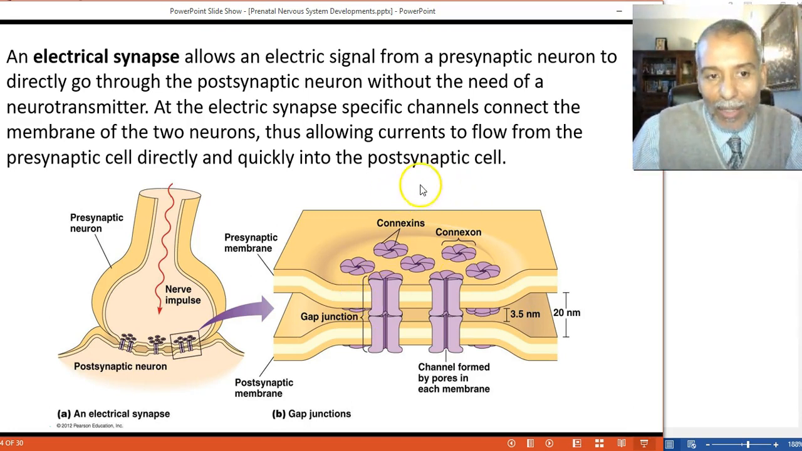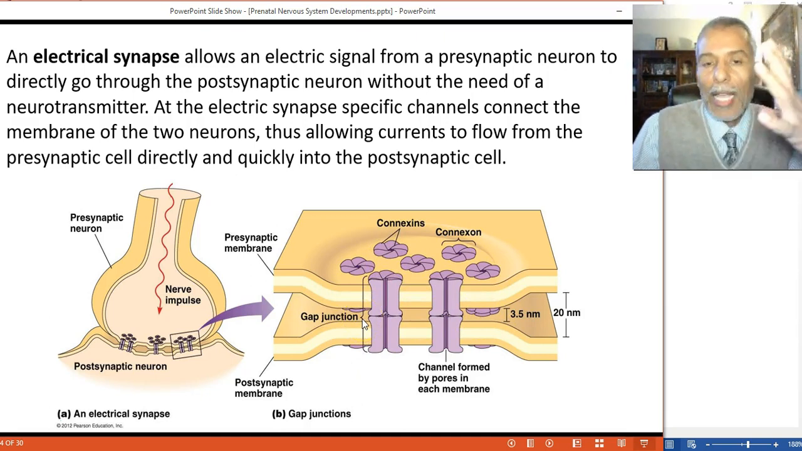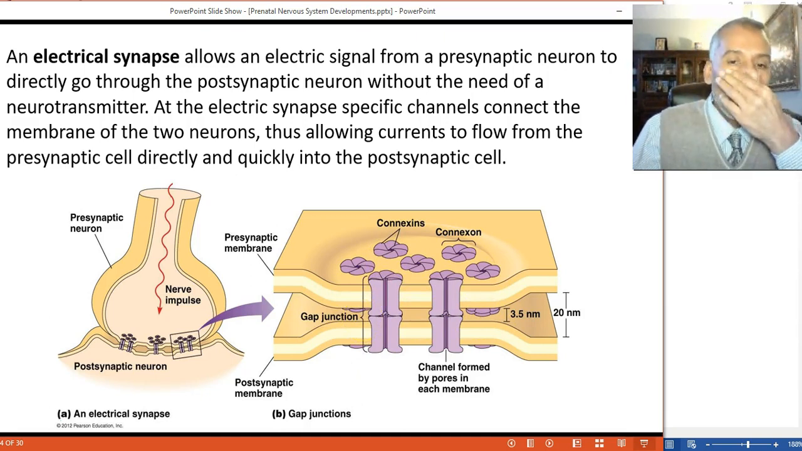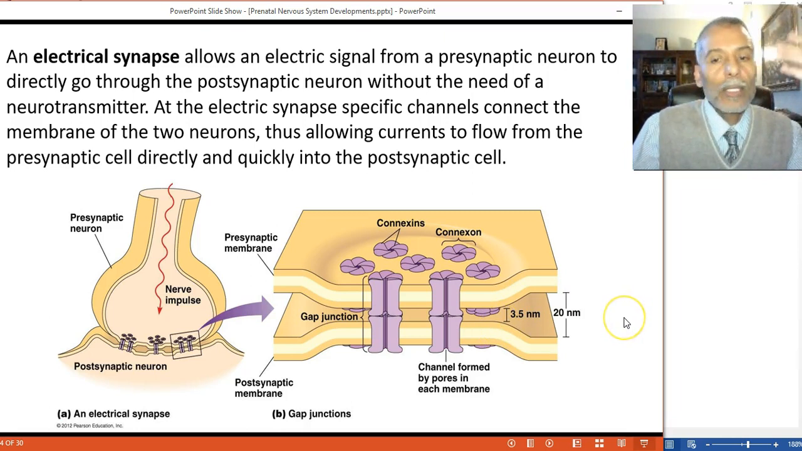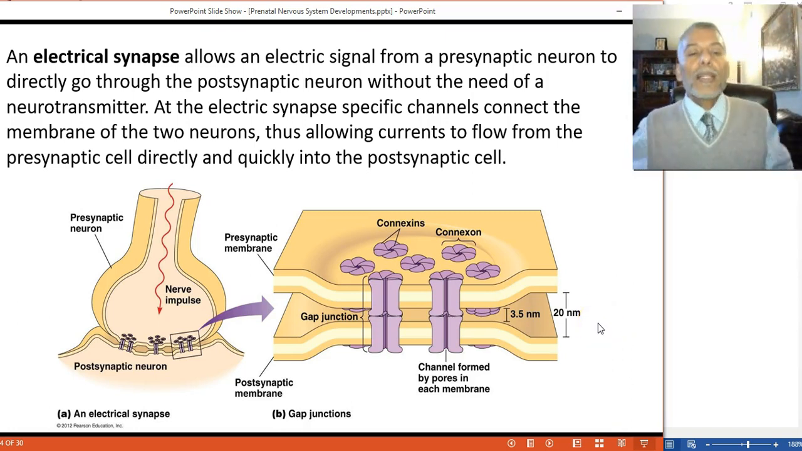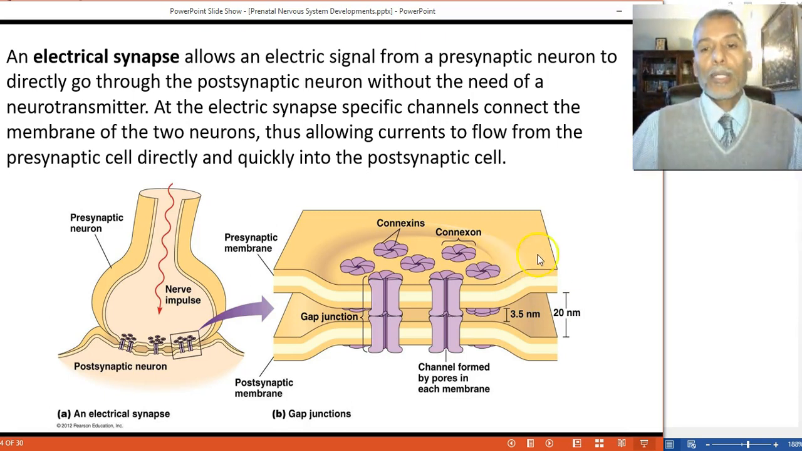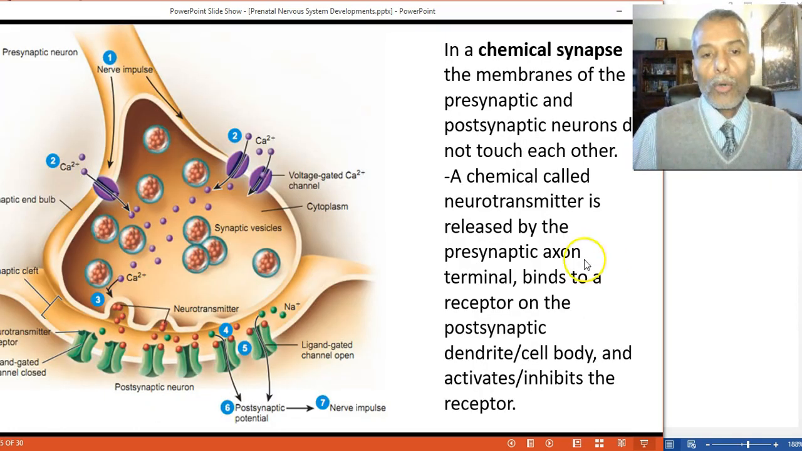So whatever signal you have in one cell, you could just shoot it directly, and it goes through the channel without having to release neurotransmitters or anything. This is a fast-acting, powerful way of neural transmission that is used, for example, by the squid or by different animals, but it's not the dominant one in the human being. We have some of them, but they are not the dominant kind. So we use the chemical synapse.